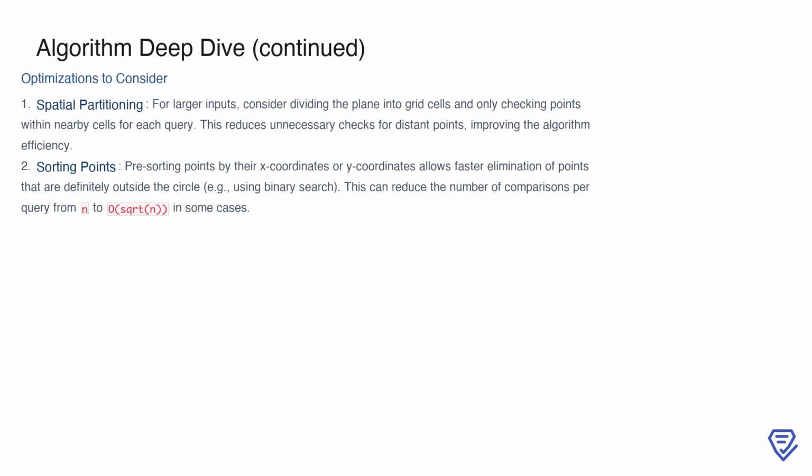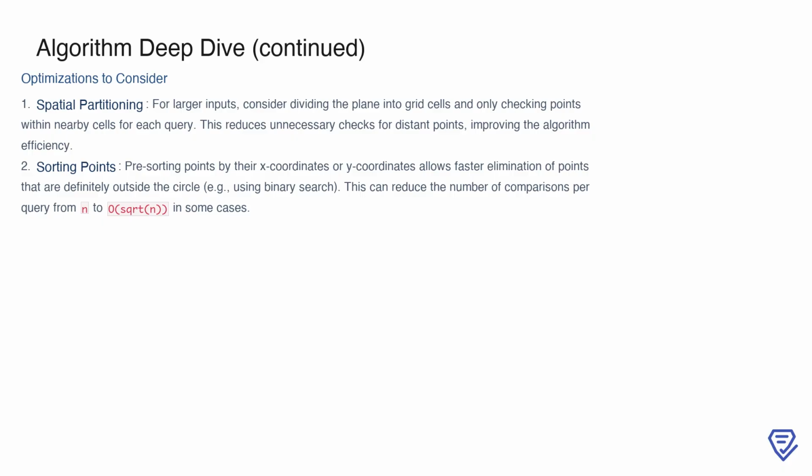For larger inputs, there are optimization strategies that can significantly improve the algorithm's efficiency. One approach is spatial partitioning, where the 2D plane is divided into grid cells. This allows us to focus only on points within nearby cells for each query, reducing unnecessary checks for distant points.